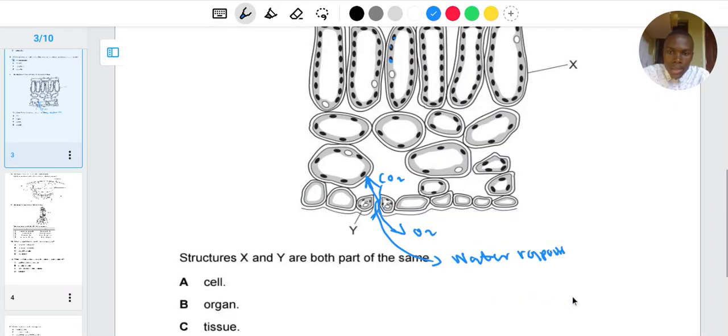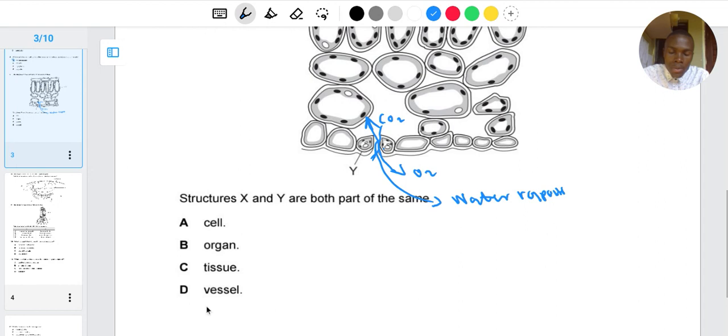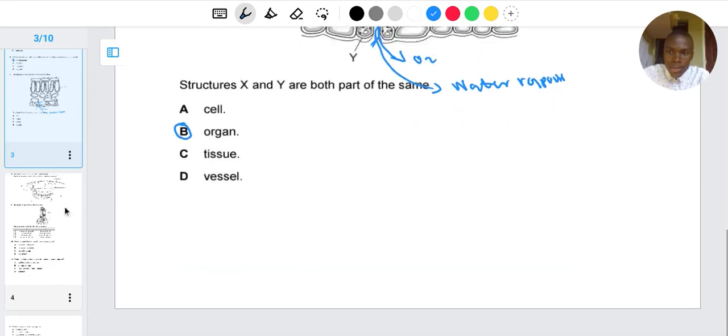Now the question is saying structures X and Y are both part of the same: is it the cell, organ, tissue, or vessels? So they are part of the same organ, because they are just part of the leaf, and a leaf is an example of an organ in plants. So that is what you need to know on that part.